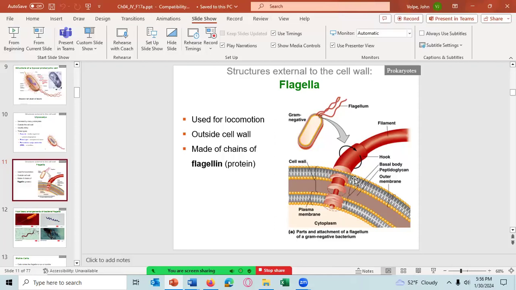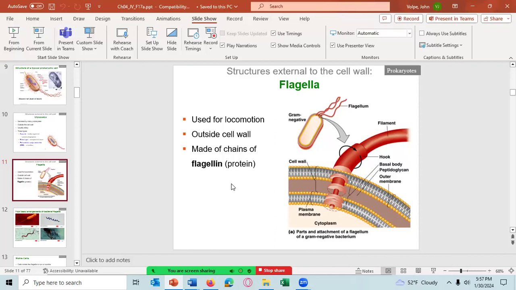The flagella is mostly outside the cell wall, but there is a little bit of the flagella inside the cell wall and a tiny bit of the flagella actually inside the plasma membrane. Flagella is made of chains of protein that we call flagellin. Any questions about the flagella?